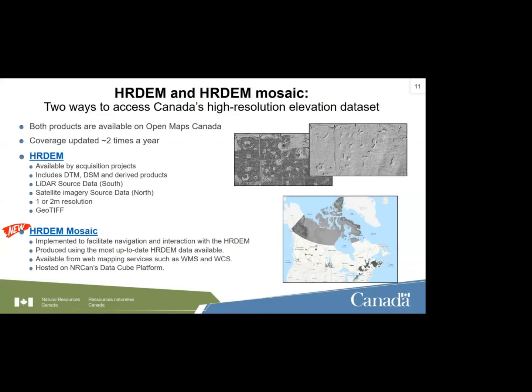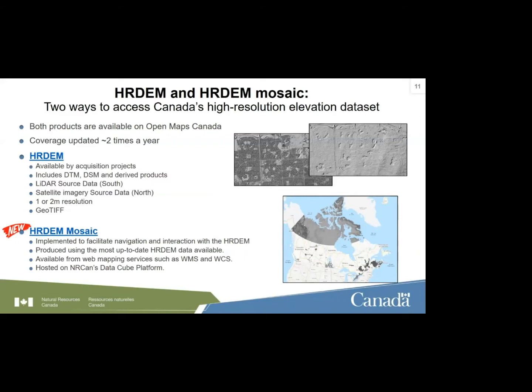Unlike the HRDEM product, which is distributed by acquisition project, the mosaic is created to provide a single and continuous representation of the data. And we use the most up-to-date elevation data to generate the mosaic. The mosaic is available through web map service. So it's available through WMS service and WCS, so web coverage service.